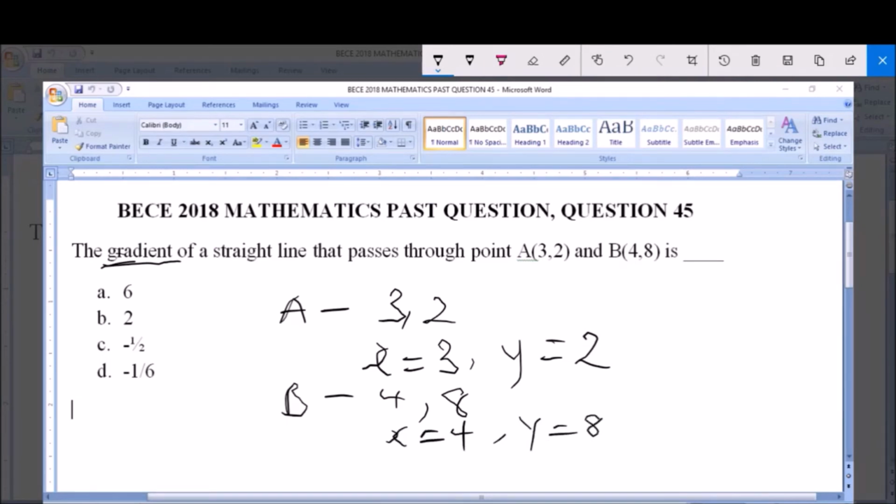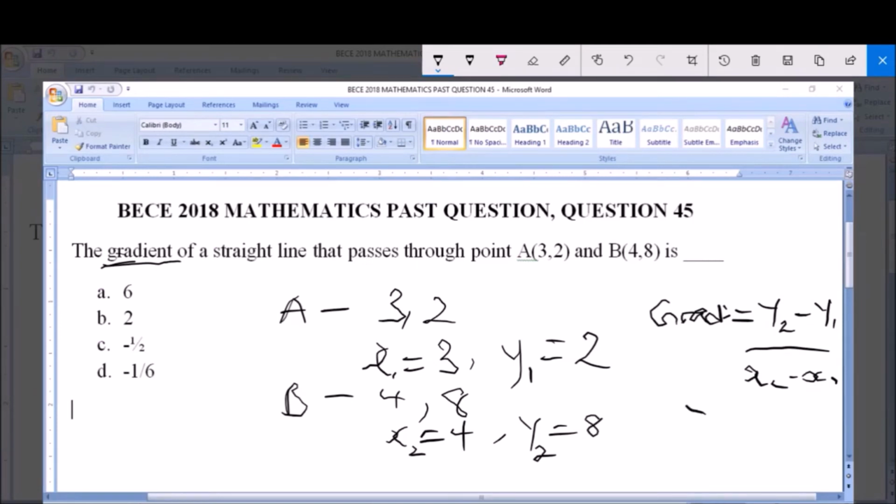Now to find the gradient, like we know, the gradient of a straight line is equal to y2 minus y1 all over x2 minus x1. Now they say it passes through point A, so the x here for point A will be x1, and point B for the x here will be x2. Then point A again on the y-axis is 2, so the y for A will be y1, and point B on the y-axis is 8, so the y for point B is y2. So now we have x1, x2, y1, y2.